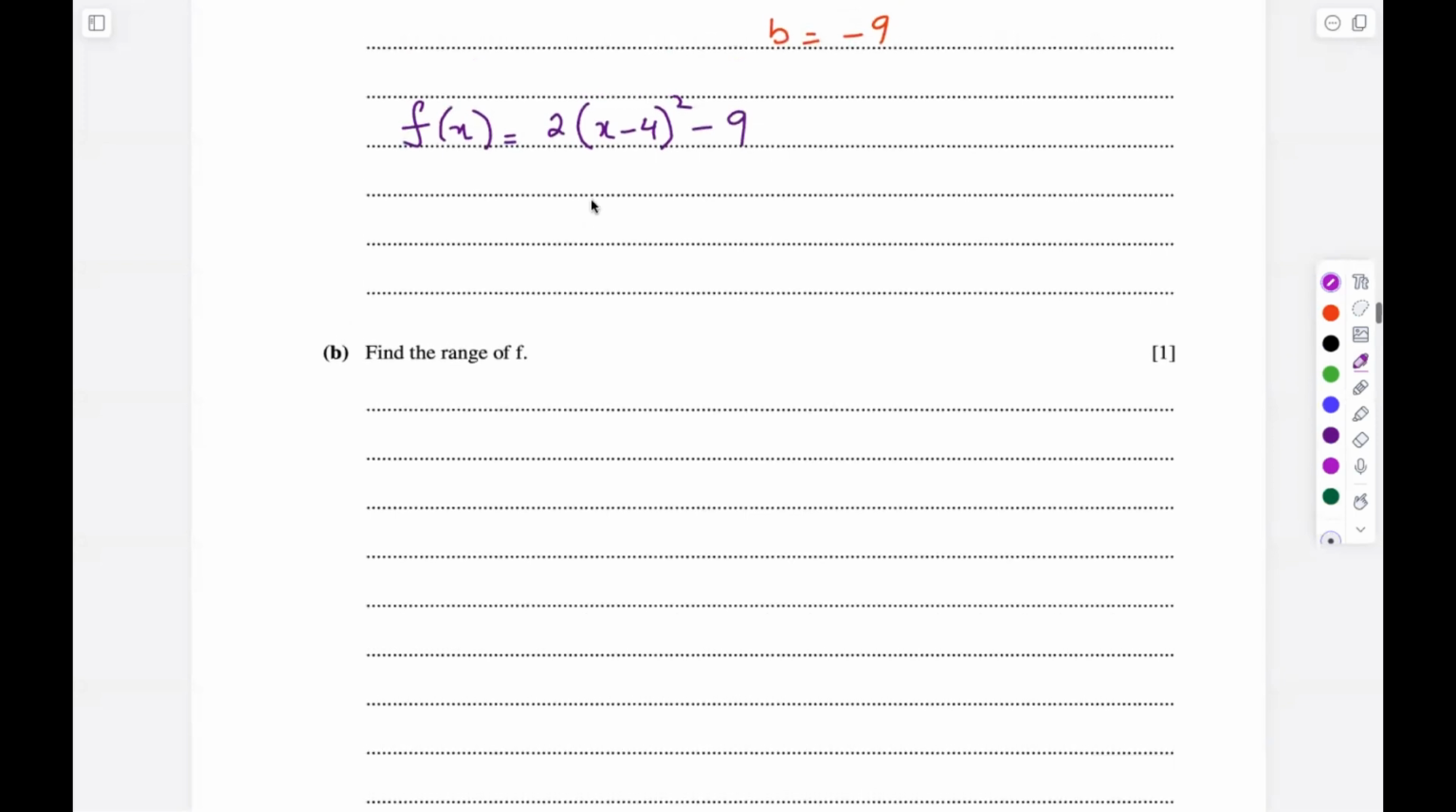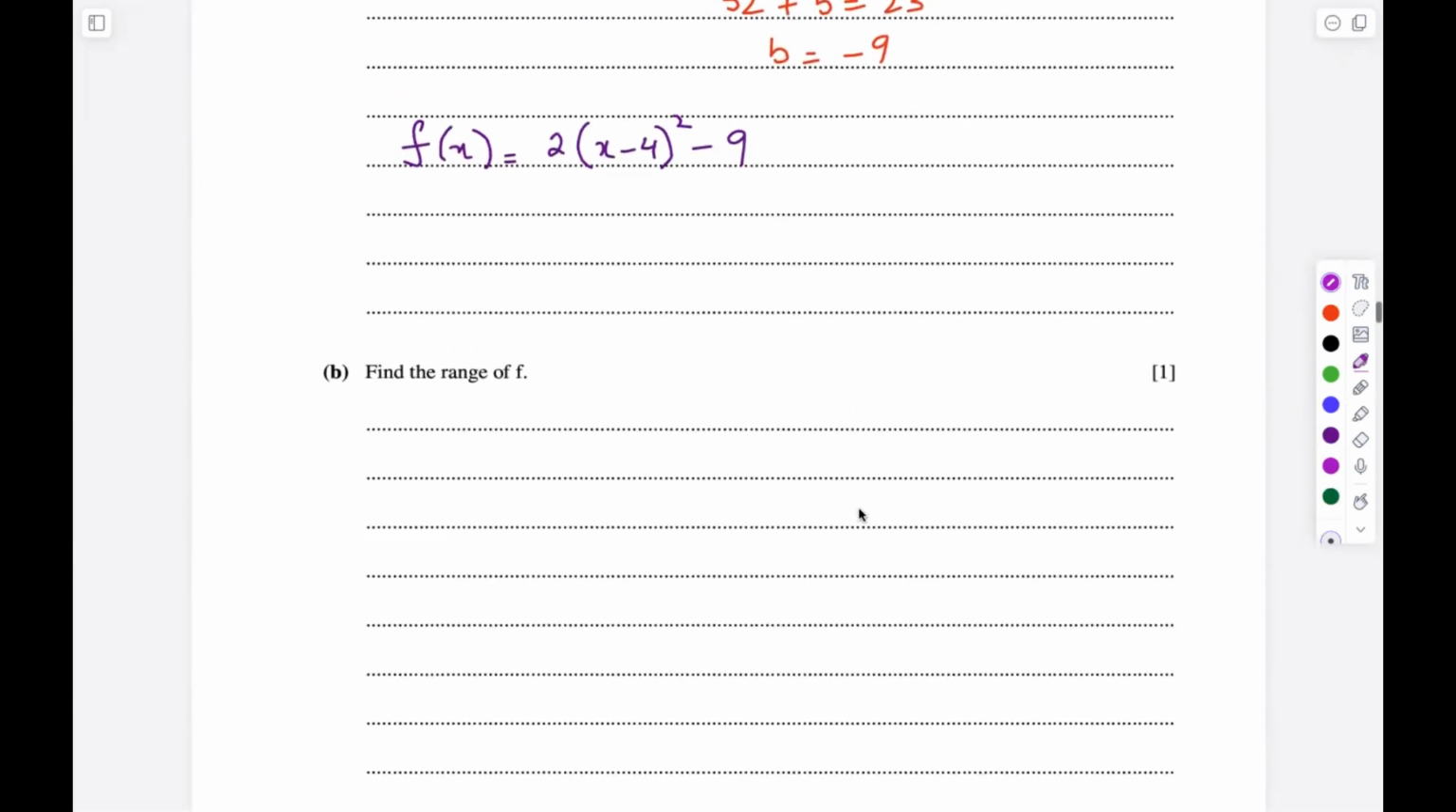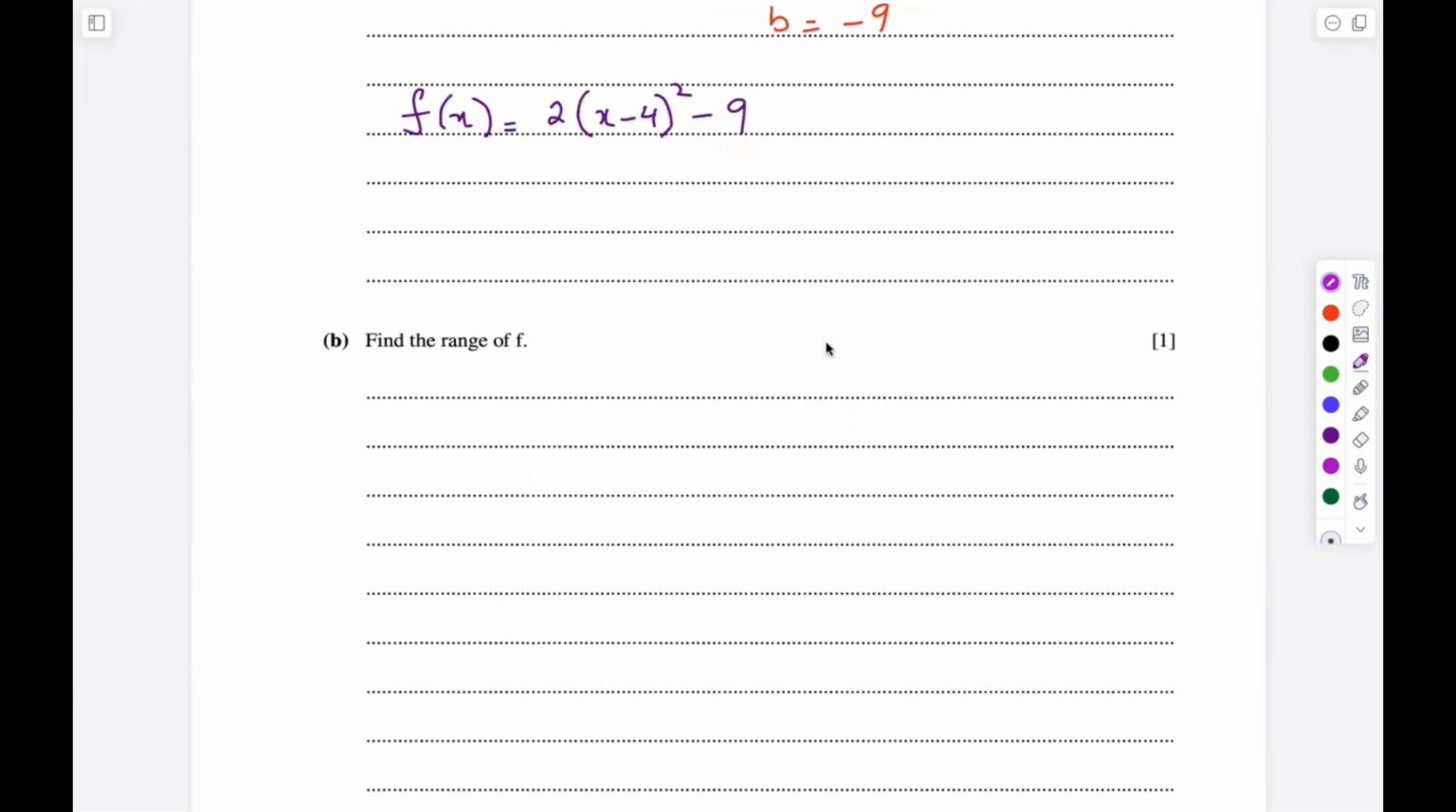In part B, we have to find the range of f. Now, from the original function, which we converted to the form 2 into x minus 4 whole squared minus 9, we know that the turning point is at 4. The coordinates of the turning point are 4 and minus 9. So making the turning point on the x and y axis, let's say this point is 4 and this point is minus 9. So the quadratic graph would be made like this with the turning point at (4, minus 9).